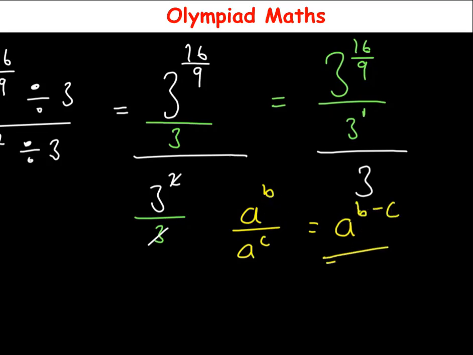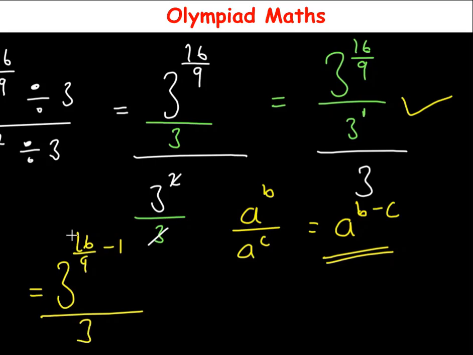So applying this over to the numerator side here, this is equal to, we have it as 3 raised to powers. We have the base as 3, so we pick one of the base, and then you subtract the powers, 16 over 9 minus 1. So 16 over 9, then minus 1. Then all over, we have 3.